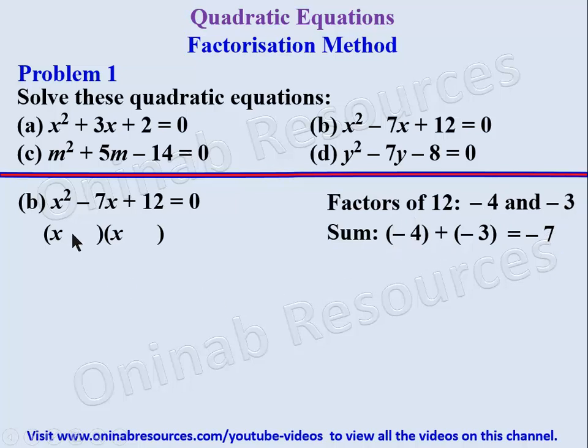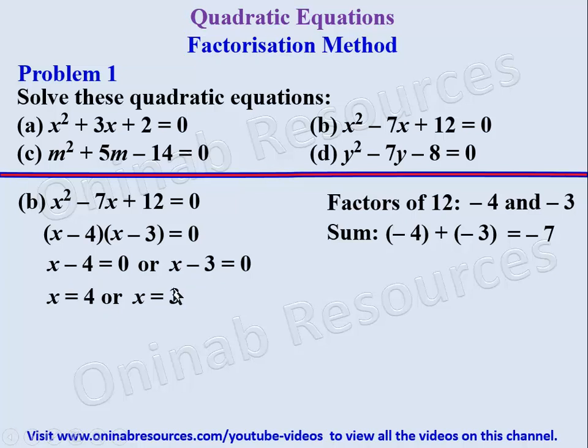So we bring the factors into the two brackets, so that we now have x minus 4, x minus 3 is equal to 0. So we have x minus 4 equal to 0, or x minus 3 equals 0. From here, solving this, we have x is equal to 4 or x is equal to 3. So these are the values of x which satisfy the equation x squared minus 7x plus 12 equals 0.